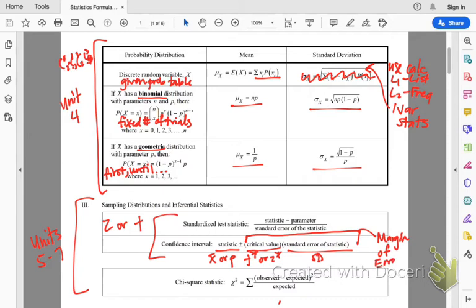Now, I have all the formulas laid out for you, so I don't really think you'll need this, but you could, I guess, if you want to reference that. The last thing on this page is the chi-square test statistic. We never even got to that. That was unit 8, so just cross that out because we never used anything for that.